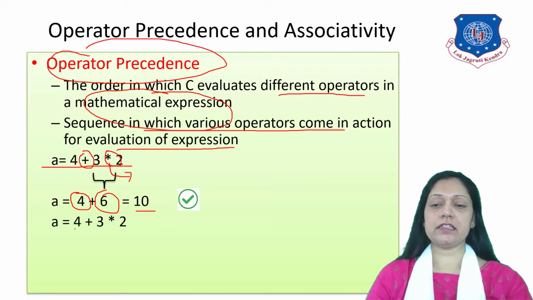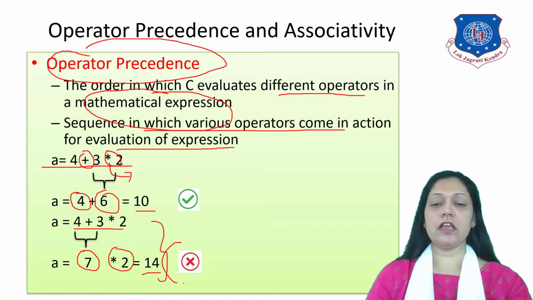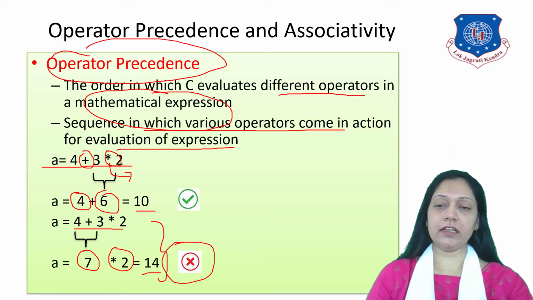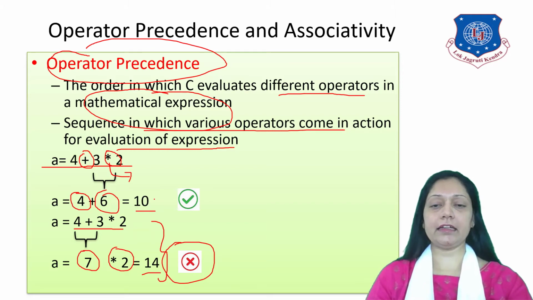If you don't consider operator precedence and you have this particular expression, then what normally people can do is evaluate the expression from left to right, that is 4 plus 3 which equals 7, and this 7 is multiplied by 2, the answer is 14. But this particular approach is the wrong approach. You don't have to evaluate any expression from left to right every time, but you have to check the priority of an operator and accordingly evaluate the expression to get the correct result.